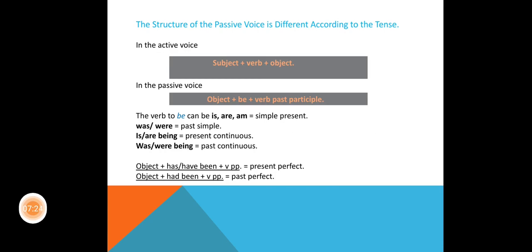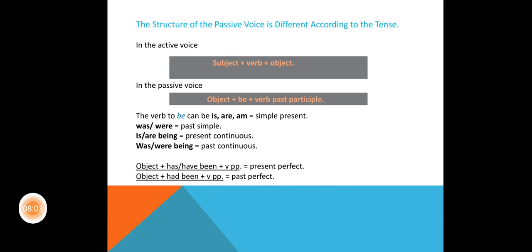This is in the case of what? Look at the three cases where a verb be is used here. The verb be can be used as is, are in the present simple, was, were in the past simple. Is, are, and also be plus being, this is present continuous. Was, were, being, past continuous. Okay. The object plus has been and have been, this is for present perfect. An object plus had been, verb past participle, this is for the past perfect.